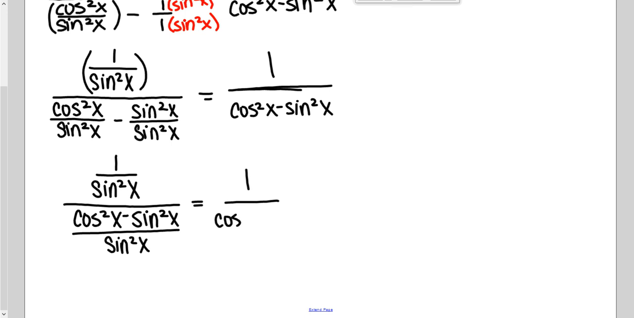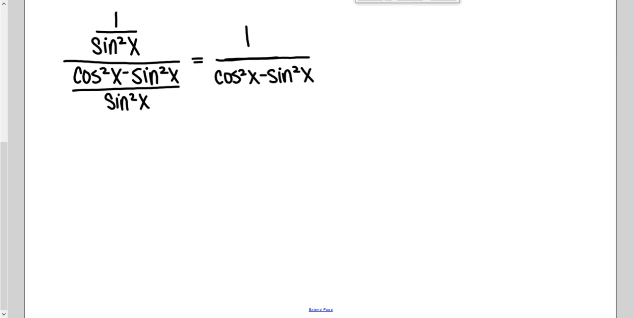Some of you might already see, hey, wait, both of those have sine as their denominator. We can cancel them out. That's okay. If you're not catching on to that kind of stuff, that's okay too. You can do all the math. You can keep, change, flip, and it's fine. You're going to get it. You just might take another step or two, and that's fine.